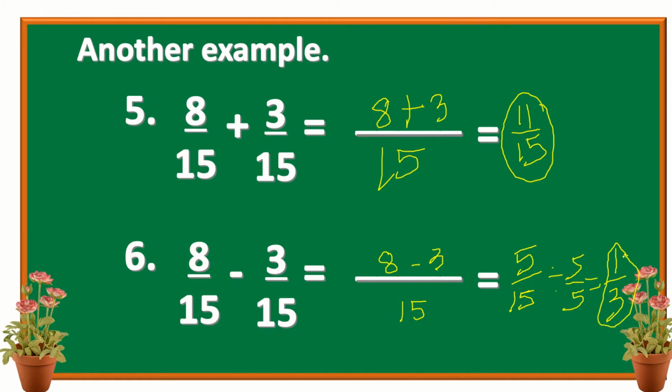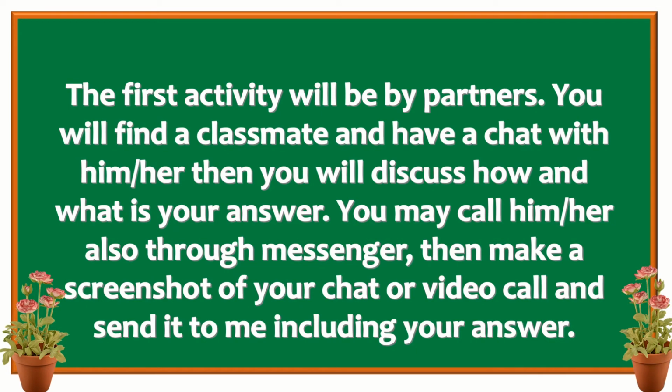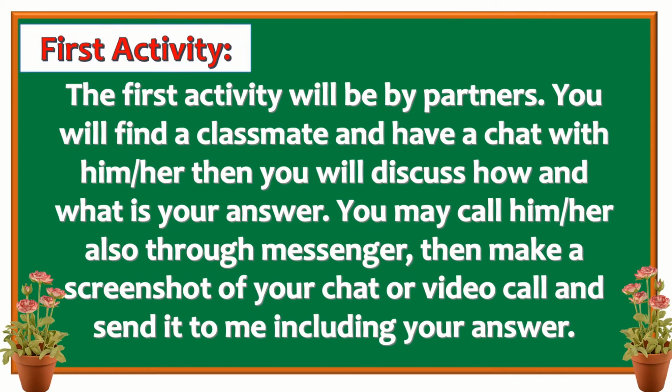So, the answer now is 1/3. Correct. So, did you get me? If you have understood, I will now give you your first activity. You will go to your learning activity sheet on the first activity. The first activity will be by partners. You will find a classmate and have a chat with him or her. Then you will discuss how and what is your answer. You may call him or her also through Messenger. Then make a screenshot of your chat or video call and send it to me including your answer.